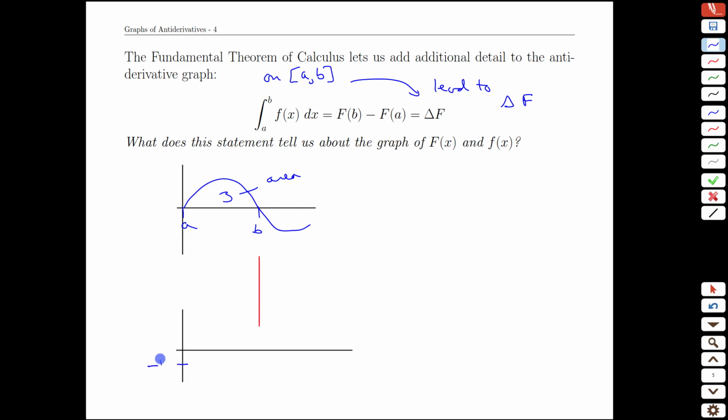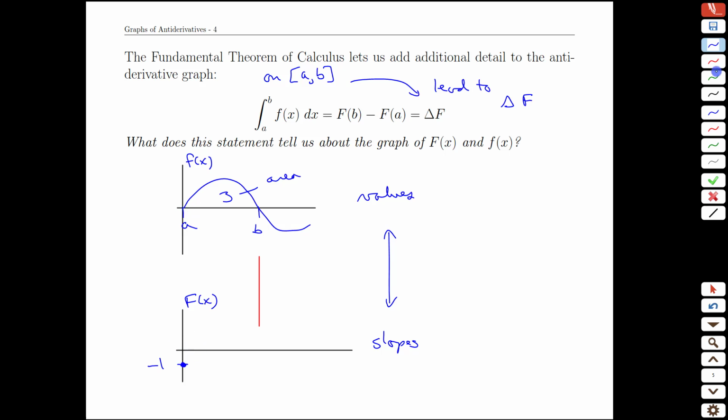Then let's say we started down here at some point, let's say -1. We would again have that relationship that values up on this graph translate to slopes on the graph down here. This is little f of x, this is capital F of x. What can we then say about a sketch?